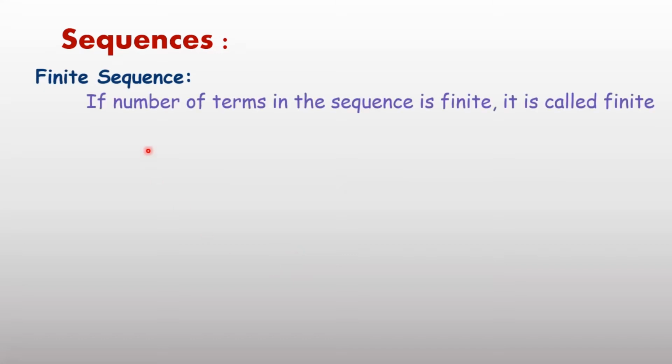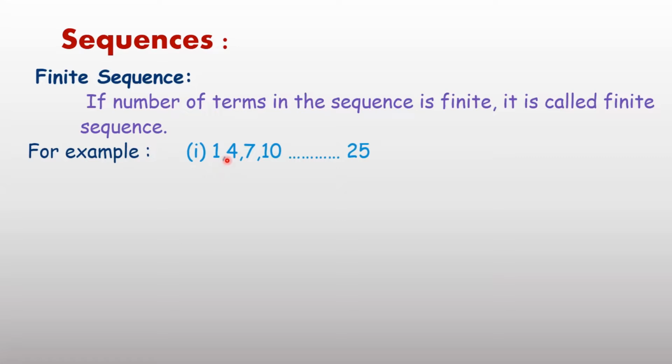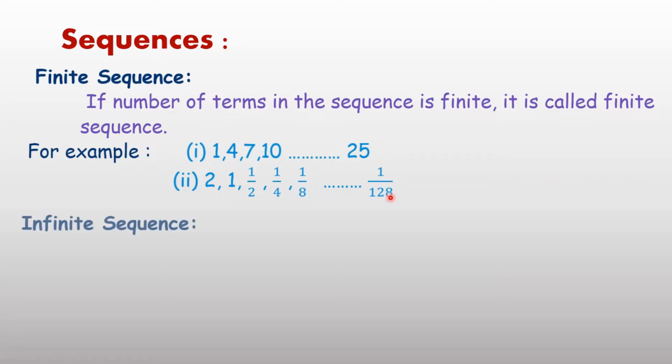Now next, there are two types of sequence, finite and infinite. Finite sequence: if the number of terms in the sequence is finite, it is called a finite sequence. For example, 1, 4, 7, 10, up to 25. It implies here the last term is 25. Up to 25 you have to write, meaning the number of terms is not infinite, it is a finite sequence. Same pattern here. First, second, third, and the last term is also given. If the last term is given, then it is known as a finite sequence, or there are a finite number of terms.